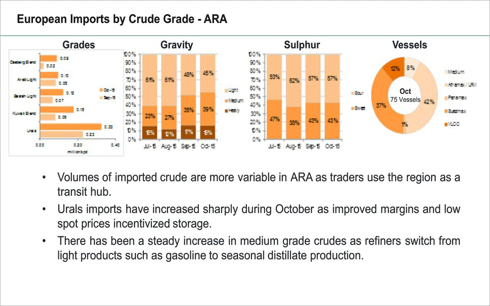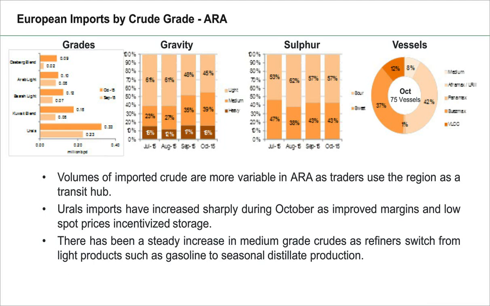Our tracking also allows us to monitor the types of vessels discharging crude. October saw around 75 vessels discharging in the ARA. Due to the size and depth of the ARA berths, we saw a large proportion of these being VLCCs and Suezmaxes, as crude flows from the North Sea and Middle East on larger vessels.